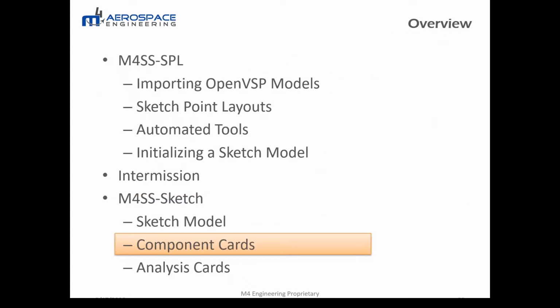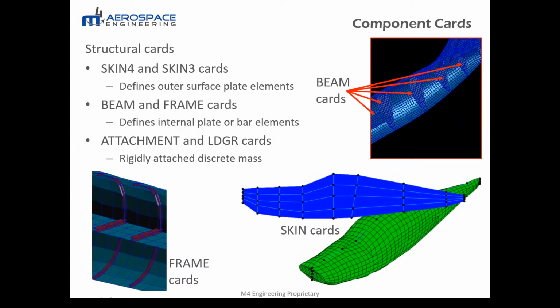So now I'm going to go over some of the more commonly used component cards. So here are some of the structural sketch cards that are used to define structural elements in Structure Studio. First, we have the skin card. These define the regions where outer surface plate elements should be added. In the bottom right image, you can see that the whole model has been paved with the blue skin 4 quadrilaterals, which translates to the fully defined outer surface fuselage shown in green.